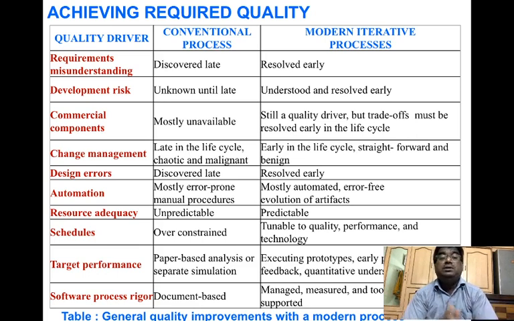Here, everything is possible through OOAD principles. In OOAD, if you want to understand the system, we have use case, sequence diagram, deployment diagram, etc. These tools allow you to understand the problem quickly. Software process rigor: document based, but in case of modern, managed, measured, and tool supported. So now you have observed the difference between conventional and modern.